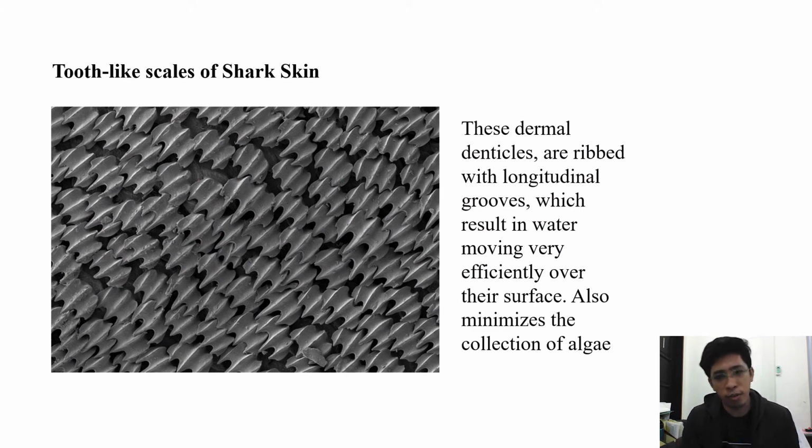If you take a portion of the skin of the shark and magnify it using a powerful microscope, like, for example, a scanning electron microscope, this is what you're going to observe. The skin of the sharks may look smooth on the outside, or on the macro scale, but on the micro scale, this smooth skin actually looks like this. It's tooth-like. These dermal denticles are ribbed with longitudinal grooves, which result in water moving very efficiently over their surfaces. It also minimizes the collection of algae.